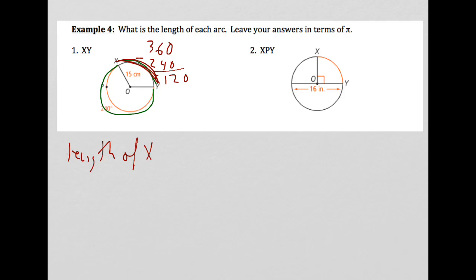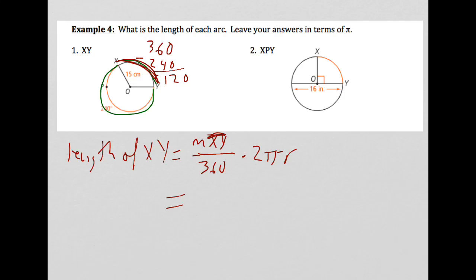of XY, and hopefully you have room on your paper to do this, we have to take the measure of that arc divided by 360. So that should be a little more arc like, times, hold on, let me erase this and write that again. Divided by 360, that looks better, times 2 times pi times r.